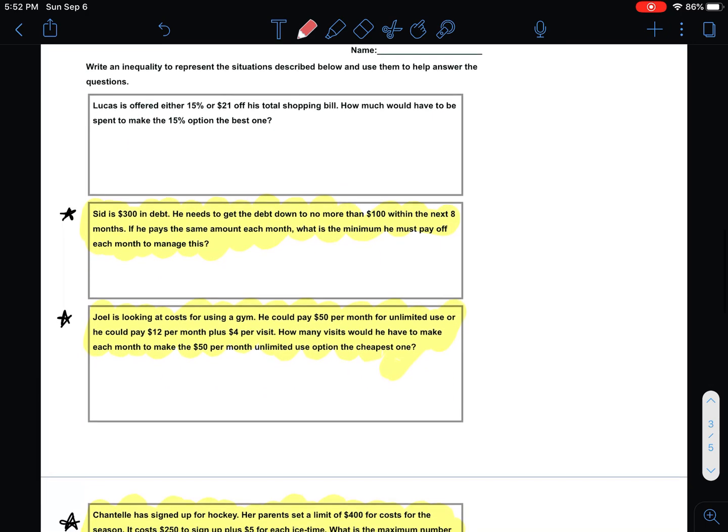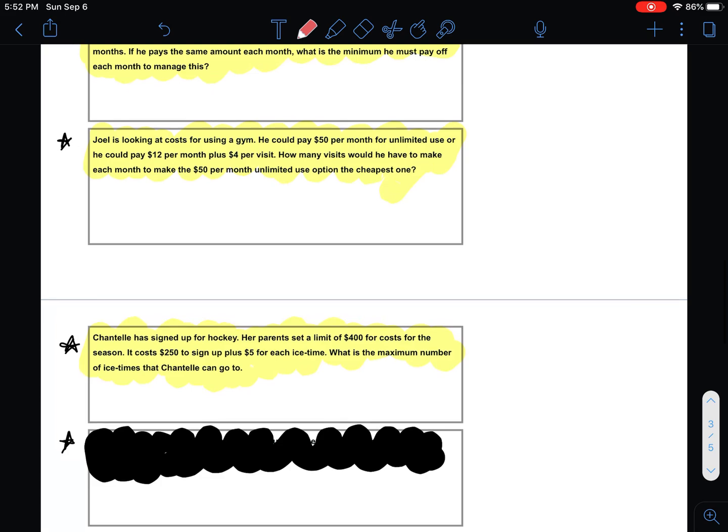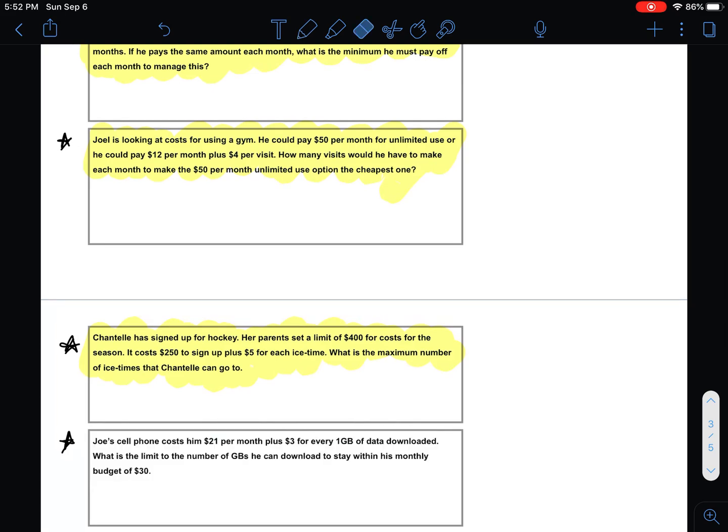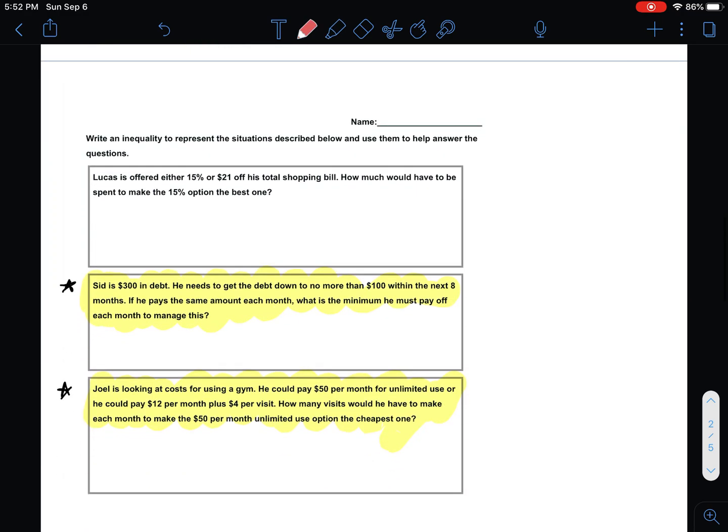Okay, and here is our last one, and then these final 4 here are going to be the ones that you complete on your own. And those are your homework.